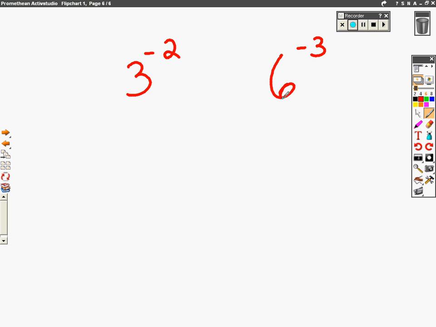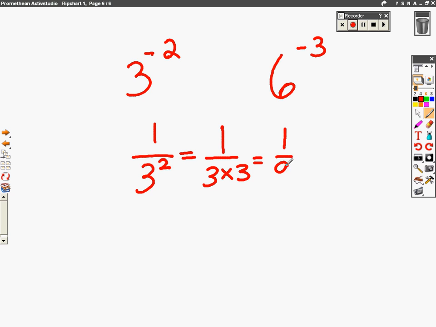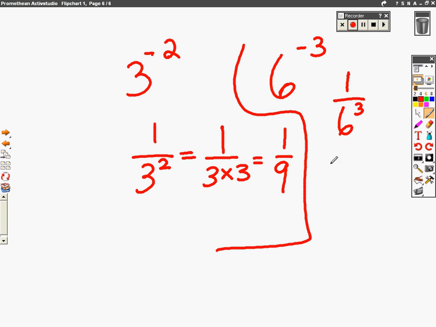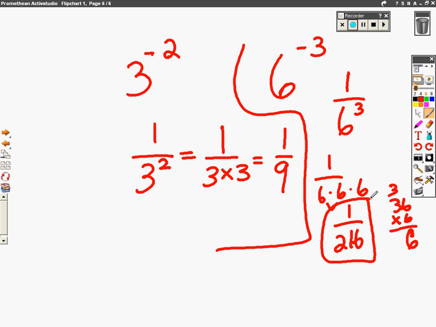So these 2 problems, remember, now that hopefully you've done it already: 3 to the negative second. Remember, if you have a negative exponent, it flips to the bottom as 3 to the second. And another way you could write that is 1 over 3 times 3, which equals 1 over 9. Next one. Same thing, negative exponent, so you do 1 over 6 to the third, which is 1 over 6 times 6 times 6, which is the same as 1 over, and then you do 36 times 6, 216 is your answer.